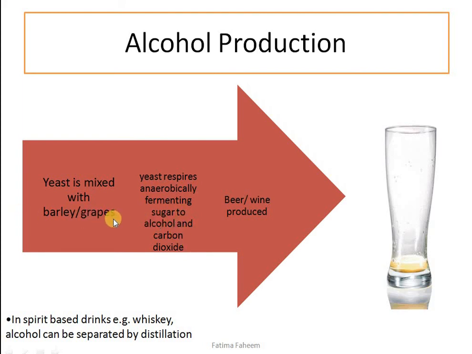Changing the sugar source will lead to different products being formed. For instance, barley would give you beer, while using grapes will form wine. In spirit-based drinks, for instance whiskey, alcohol can be separated by distillation.